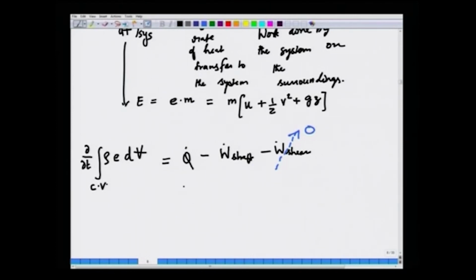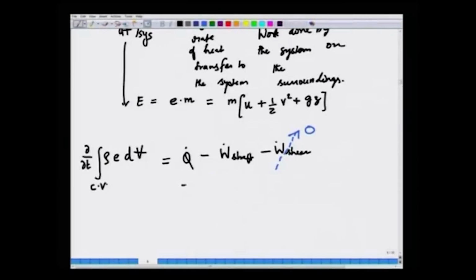When you convert from the system approach to the control volume approach, the rate of change of the energy of the control volume will not just change because of the heat transferred and the work interactions between the system and surroundings, but also because of the fact that energy can flow in and out of the system by virtue of flow. So, that term is there, rho times E times V dot n dA.